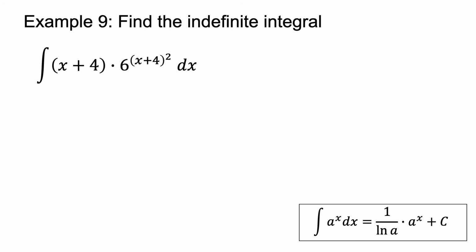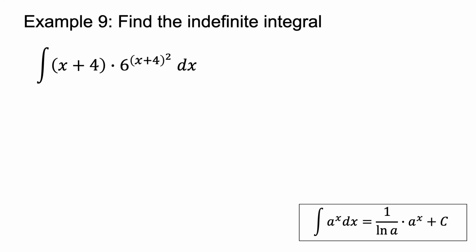Okay, our last example, and this really is going to be the most complicated we're going to look at, example 9, we want to integrate the quantity x plus 4 times 6 raised to the quantity x plus 4 squared. So remember, when you're taking the derivative, you have a product rule, a quotient rule, all of those different rules. When you're integrating, you basically just have u substitution. So even though we have two things being multiplied, the only way we can really handle it is by using u substitution.